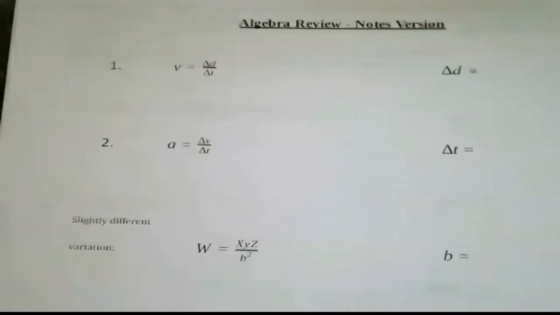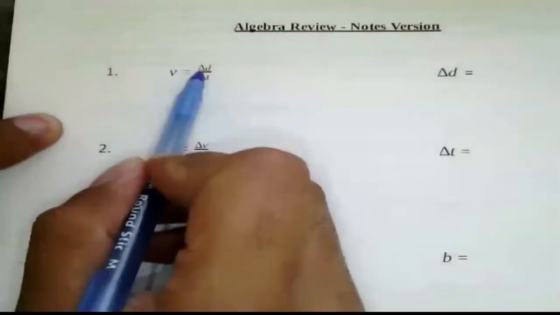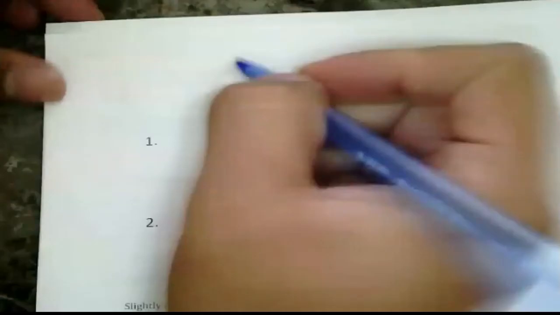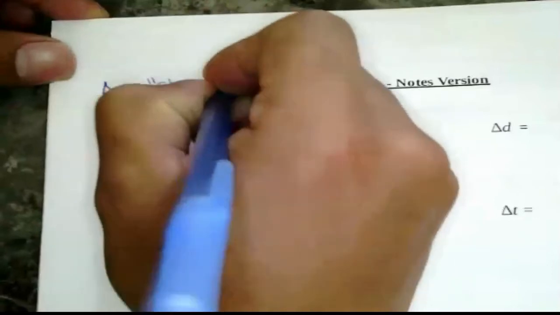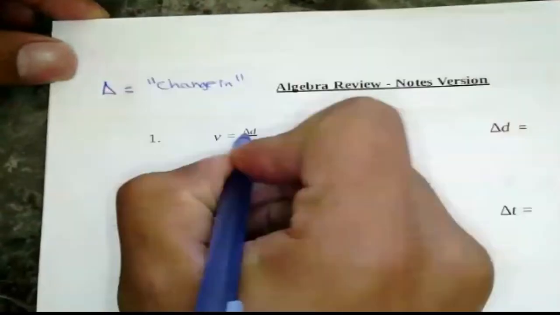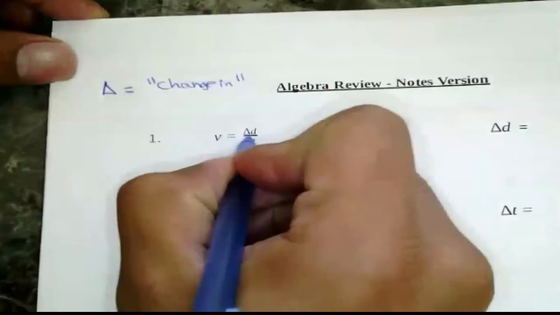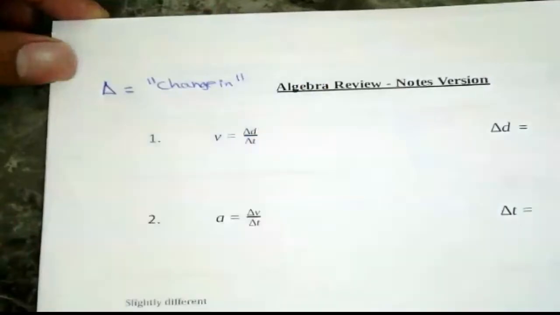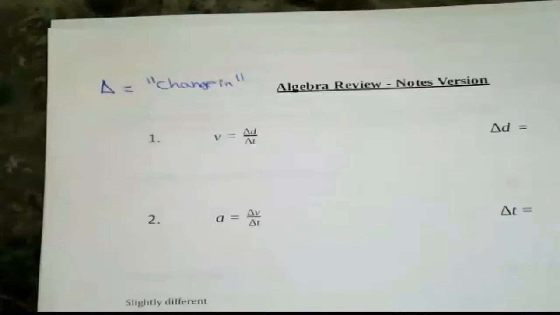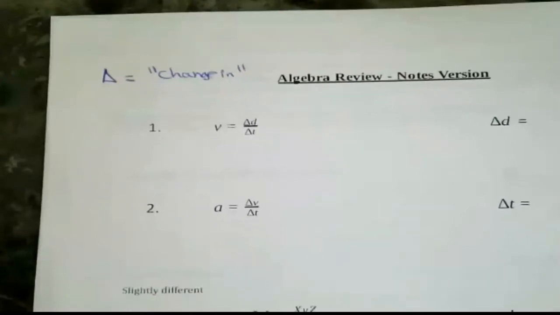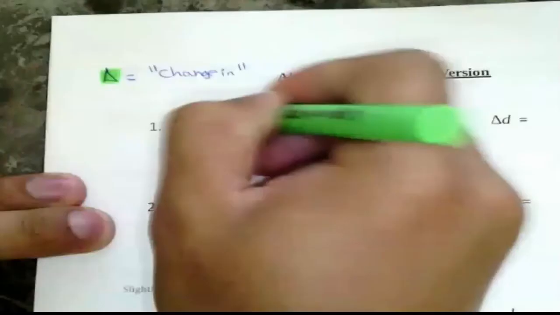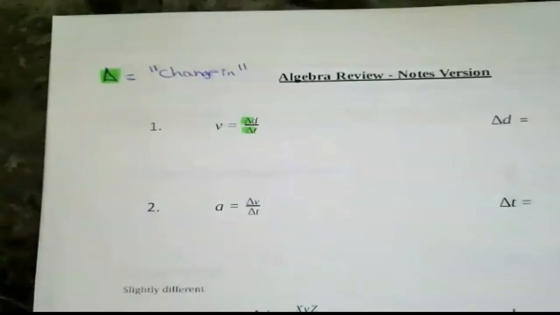So the very first thing that you may see is this little triangle, and that triangle means delta. So delta essentially means change in. So we read this as change in. So the delta is change in distance over change in time. We're talking about velocity. Velocity, of course, is a numerical speed with a direction. And in physics, we are always concerned about direction. So delta is simply the change in.